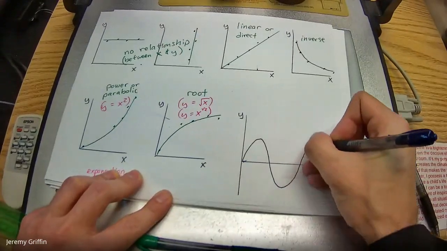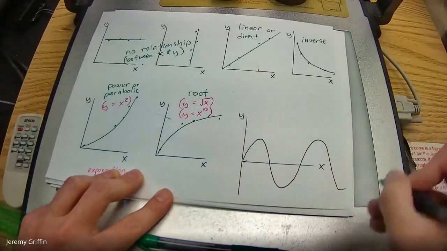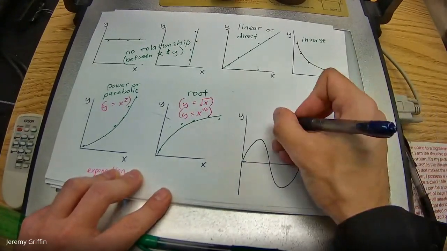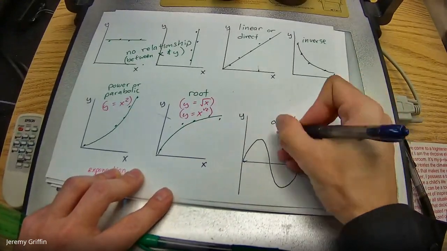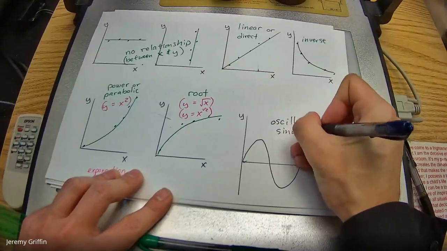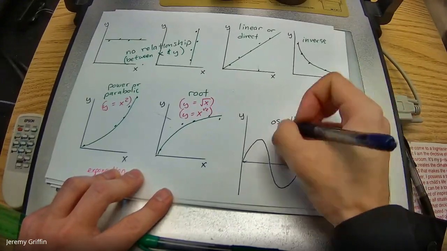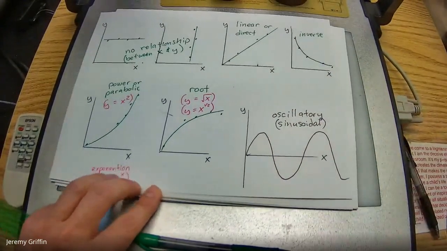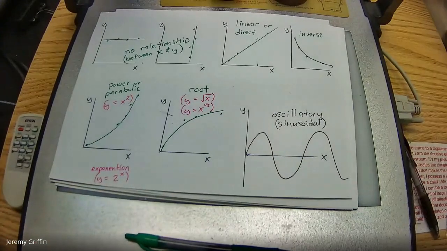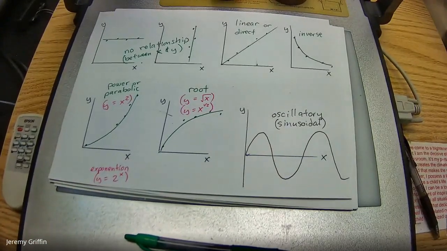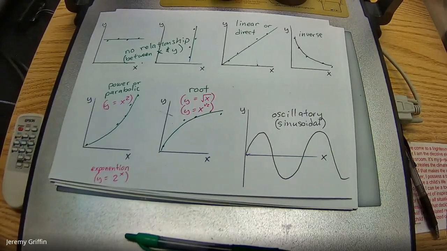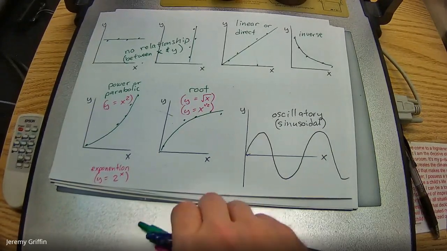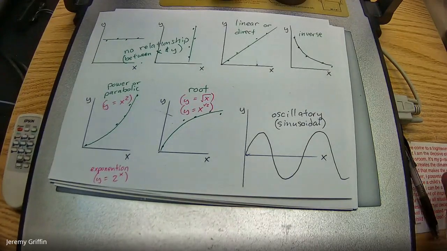If you ever see something that oscillates, oscillatory, or sinusoidal, I think I spelled that right. Oscillatory, sinusoidal, something goes back and forth. Maybe think like a pendulum, maybe a block on a spring. So that'll be a nice little short section we'll save for a few months from now.